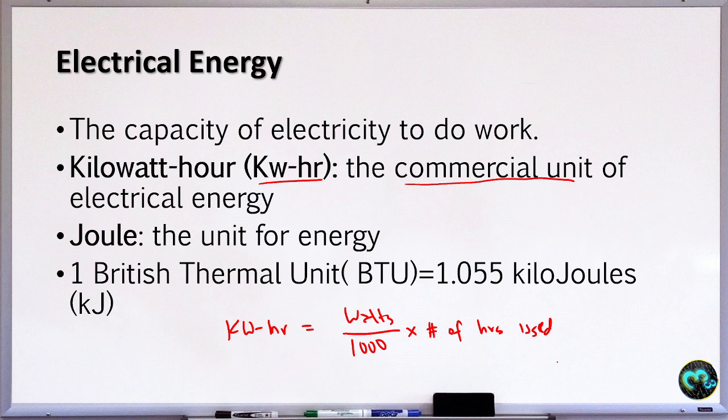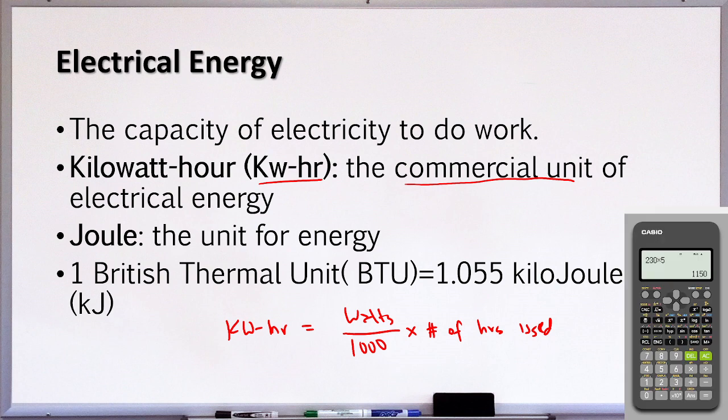For example, your TV is 50 watts. We will use the calculator. You divide 50 by 1000, then say it was used for 8 hours, so times 8. That gives 0.4 kilowatt hour. So in one day, you used your 50-watt TV for 8 hours. This is probably an LED TV, since its wattage is quite low. You will be consuming 0.4 kilowatt hour.